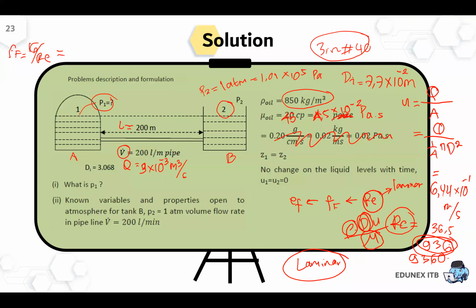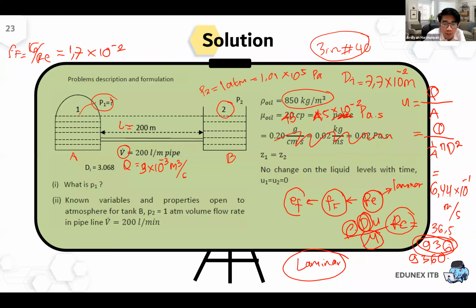Zero point zero 17, sir. So 1.7 times 10 to the power of minus 2. Okay. So now please calculate EF. After you got the friction factor, then you can calculate EF, right?